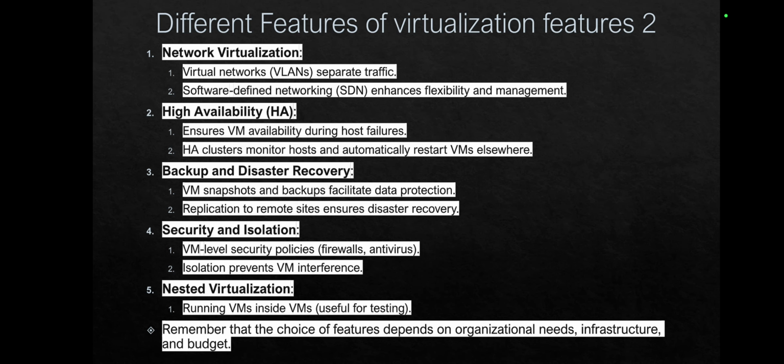3. Backup and disaster recovery. VM snapshots and backups facilitate data protection. Replication to remote sites ensures disaster recovery. 4. Security and isolation. VM-level security policies, firewalls, and antivirus, and isolation prevents VM interference. 5. Nested virtualization. Running VMs inside VMs, which is useful for testing. Remember that the choice of features depends on organizational needs, infrastructure, and budget, all being discussed in the next slides.